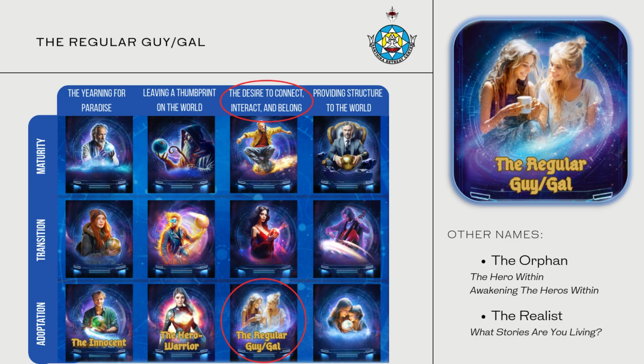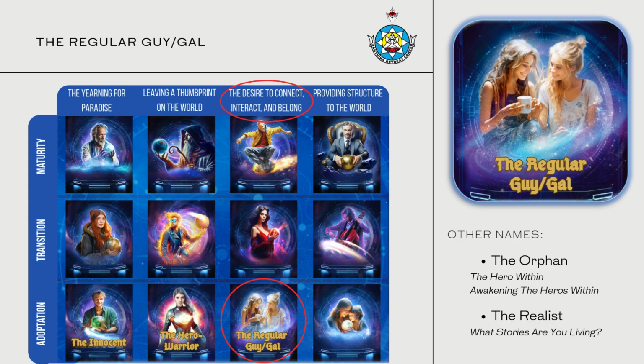In her later book, What Story Are You Living?, she also used the term the realist. Here in the matrix, we emphasize the yearning for belonging rather than the fear of rejection. At this stage of development, a child does not yet create deep, authentic bonds. Instead, they learn to form many surface-level connections, a survival strategy to adapt and avoid being left out.